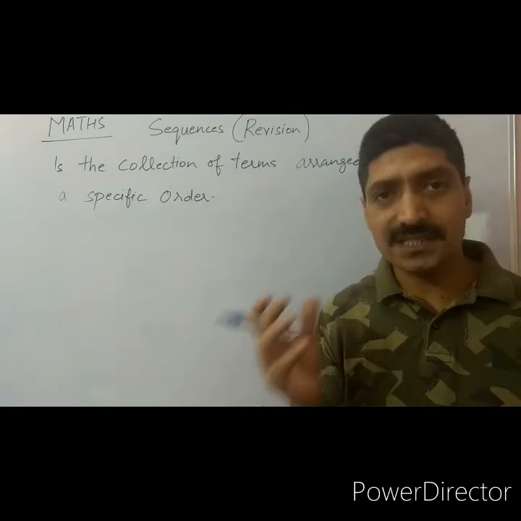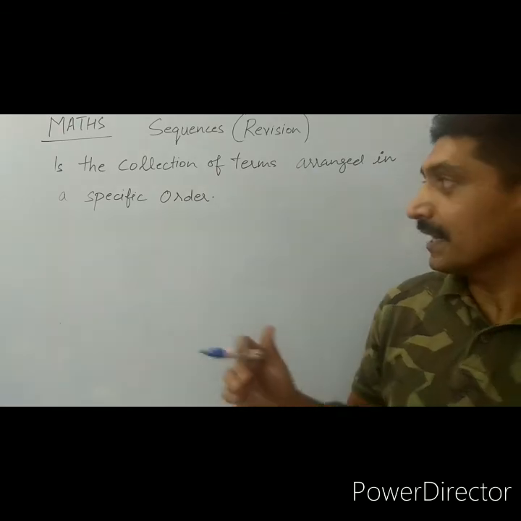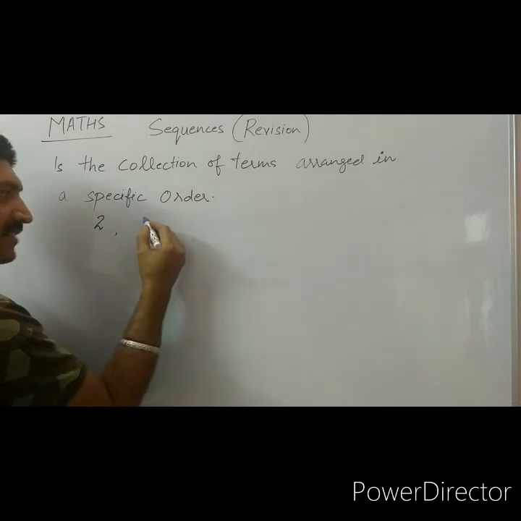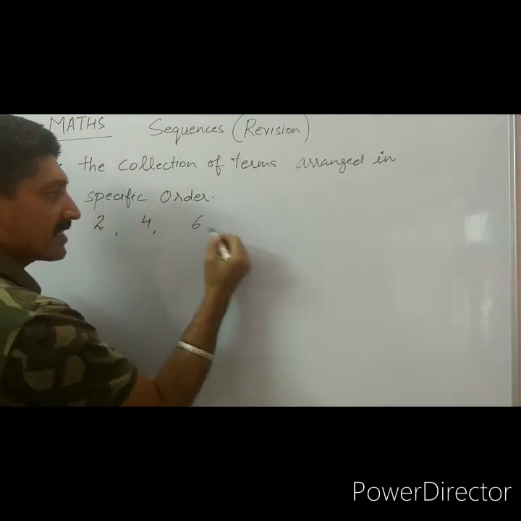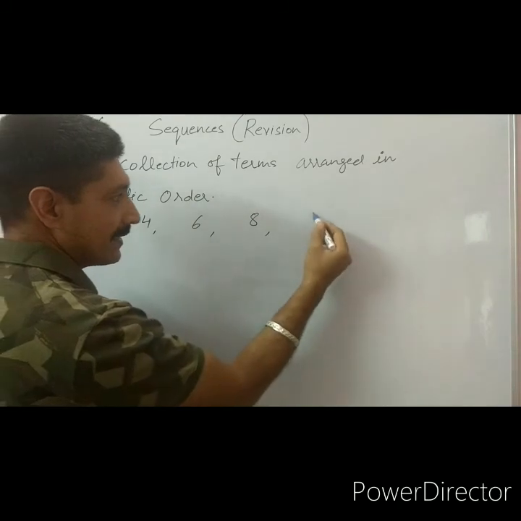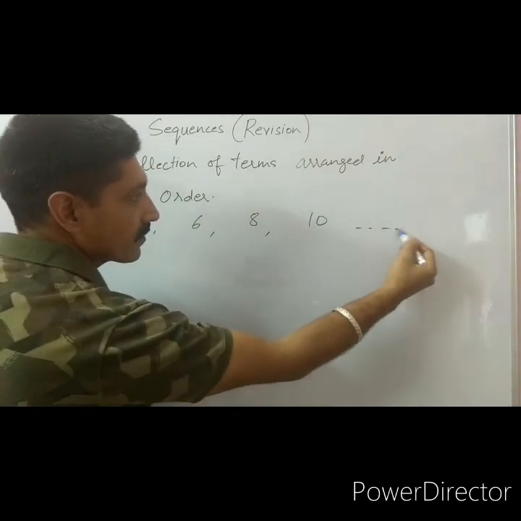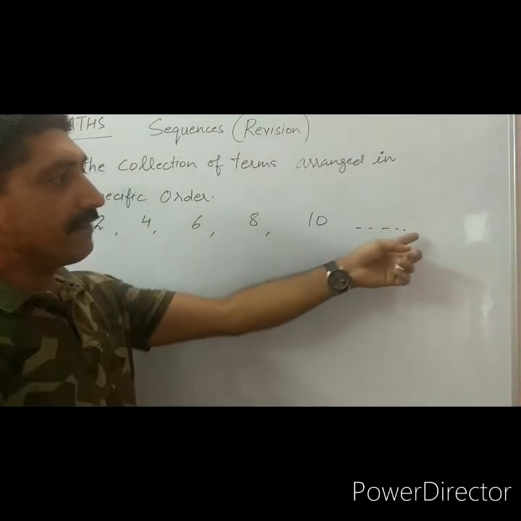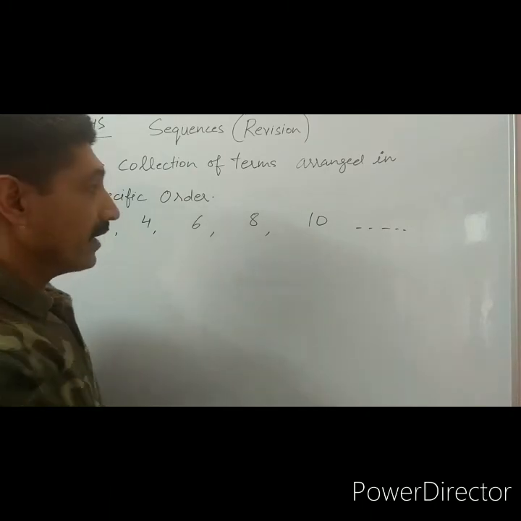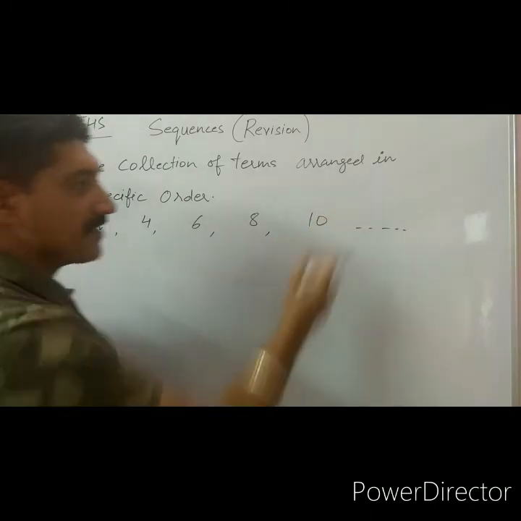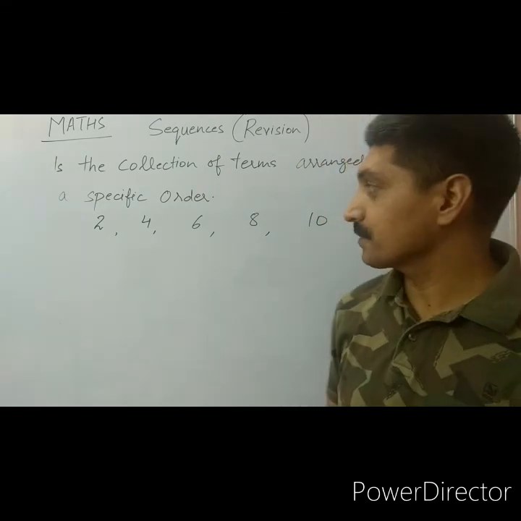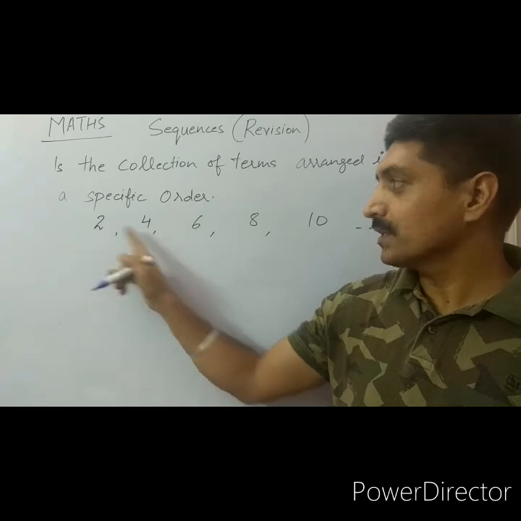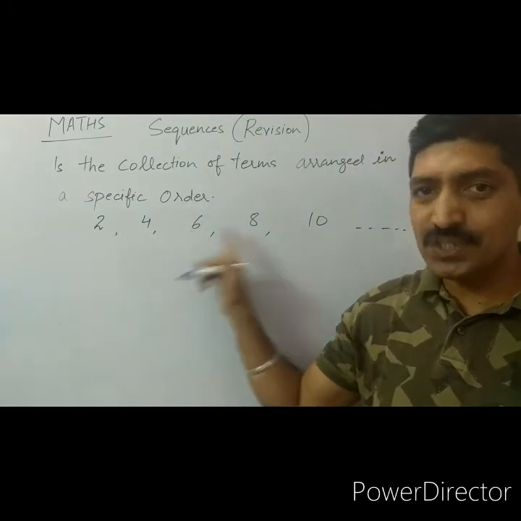Let's take a simple example of a sequence. Like the first example: 2, the next term is 4, 6, 8, 10, and so on. If a sequence has infinite terms, then it is called an infinite sequence, and if it has a fixed number of terms, then it is a finite sequence. Here this is the first term, 2, second term, third term, and so on.